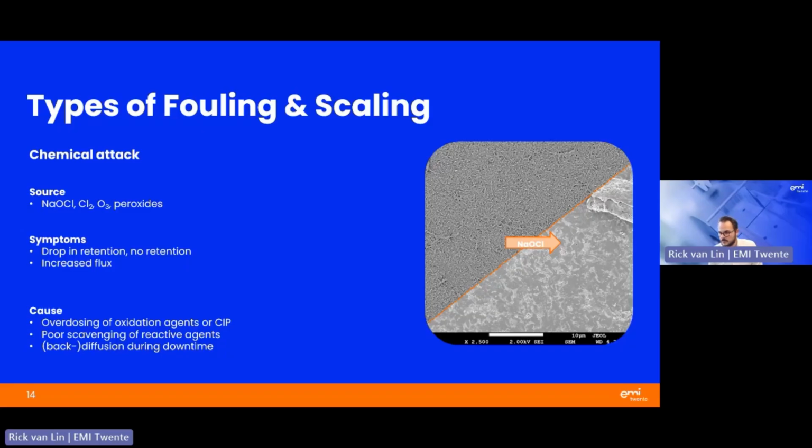So for example, to destruct hypochlorite, typically they add bisulfite dosing. But if this is too low, too low dosing or poor mixing is present in the system, you can still end up with oxidative agents reaching the membrane. But also what I've seen is back diffusion during downtime. So poor process design leading to unintended exposure to oxidants by diffusion of hypochlorite through the system or back through the permeate pores.